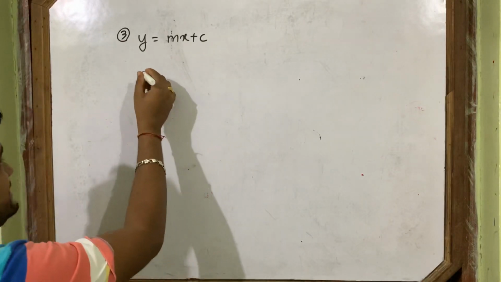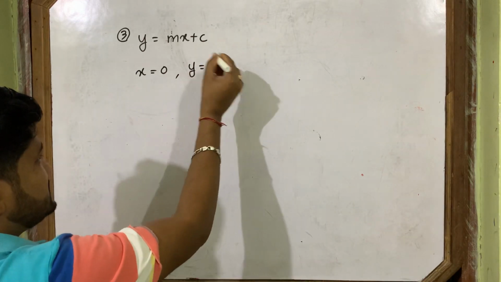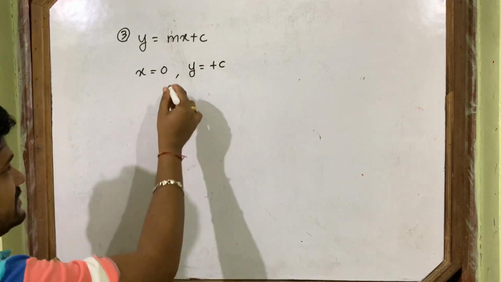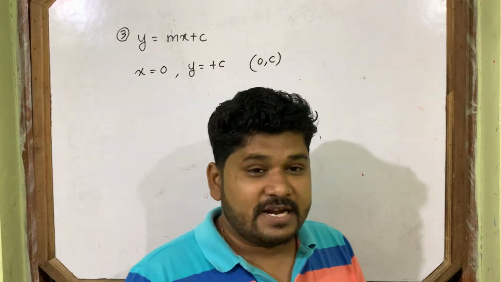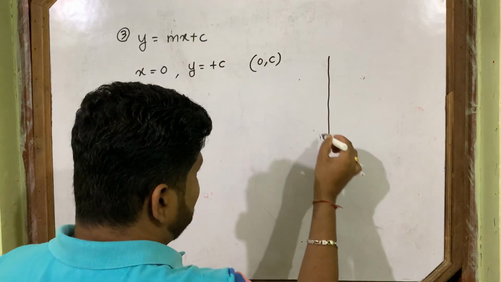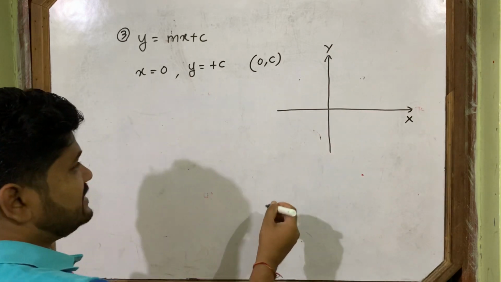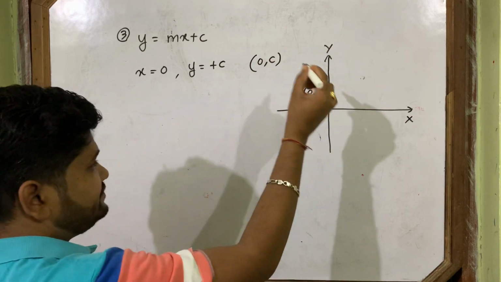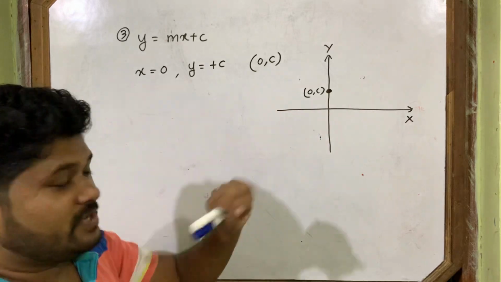So now in this case, x is equal to 0, y is equal to plus c. So where do you get the points? One point you get here, 0, c. So the graph starts from this point, 0, c. Let's indicate that point. This is the y-axis, this is the x-axis. So 0, c means the point is here. This is the 0, c point. The graph must pass through this point.